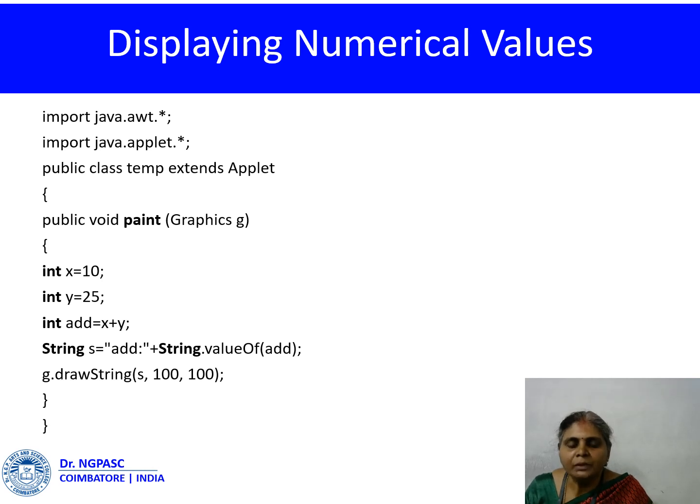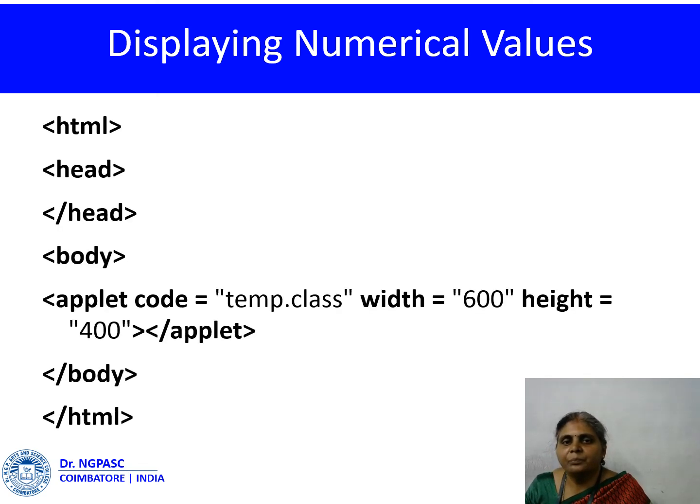Displaying numerical values. Normally, only the drawString method is available in the applet graphics object. So if you want to display some numerical value, you must convert the numerical value into a string. Then that string must be used in the drawString method. So this program is trying to display the numerical value which is converted into a string, and the converted string value is displayed in the drawString method.